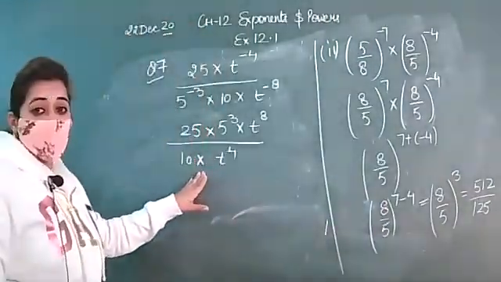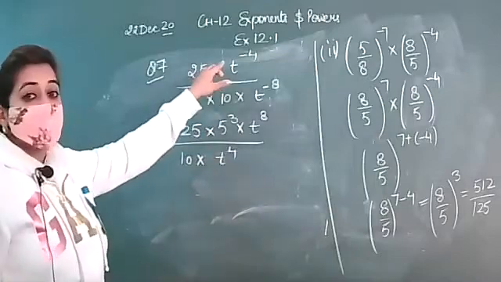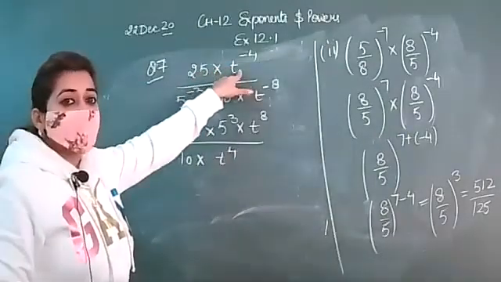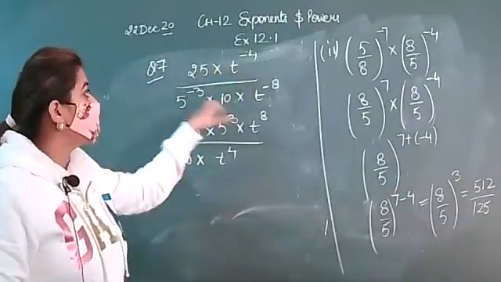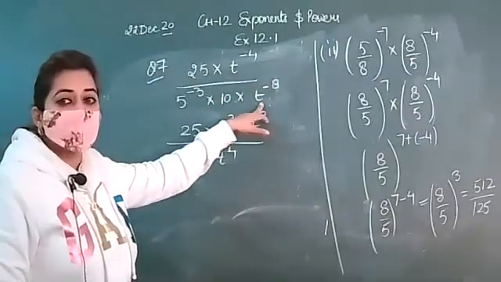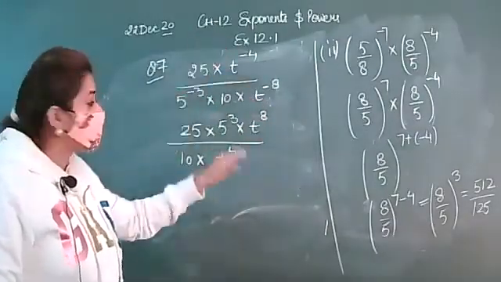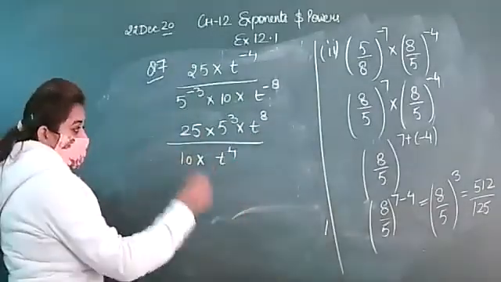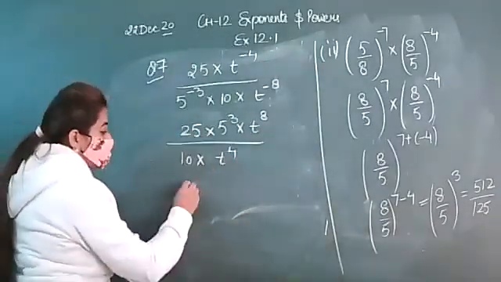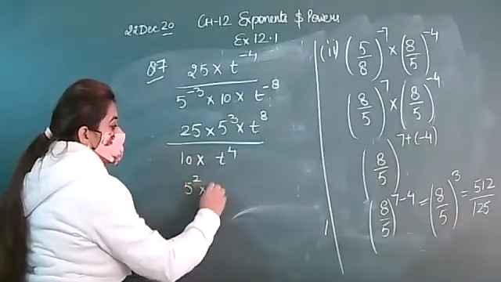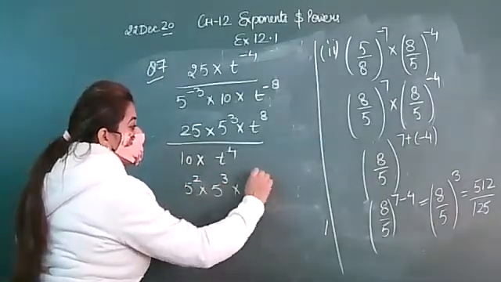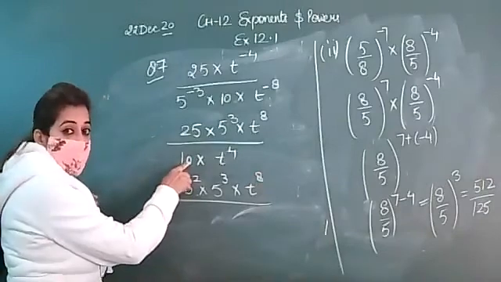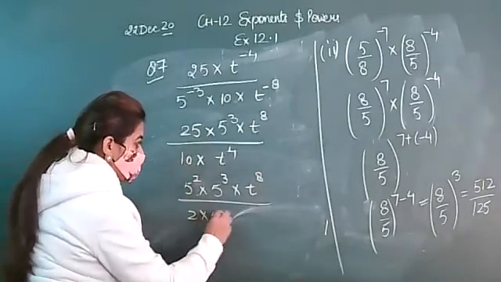Is this clear, beta? In this, I have simply written the negative term in the numerator in the denominator, and the terms involving negative sign in the denominator will be shifted to the numerator. So let's make all the terms positive. Now, solve this. 25 can be written as 5 square. This 5 cube is same. T raised to power 8 is same, and this 10 can be written as 2 5s are 10.